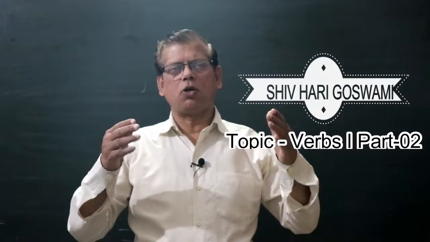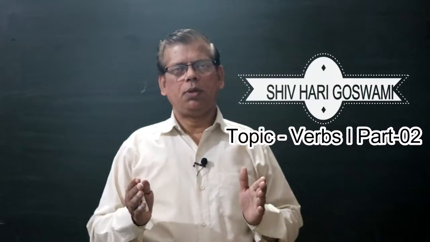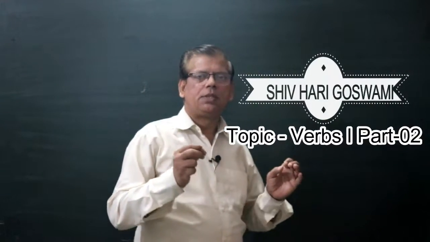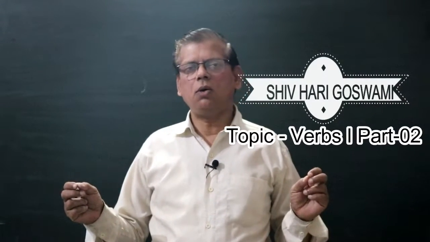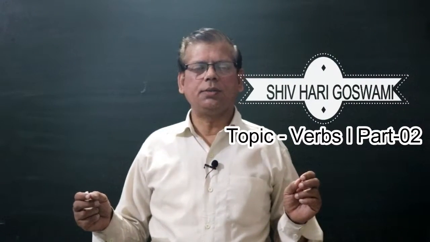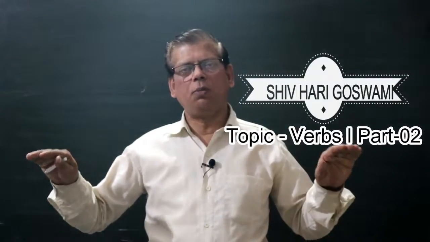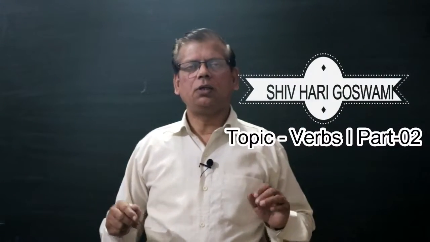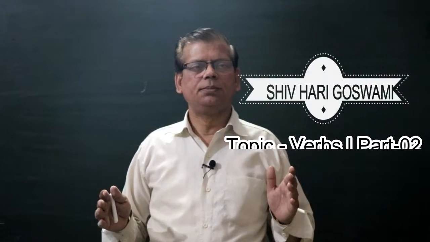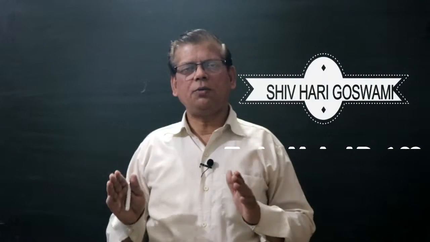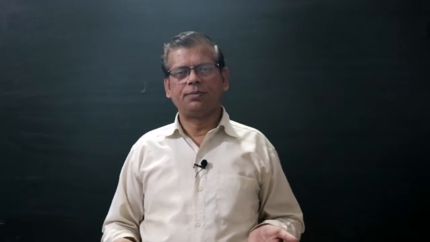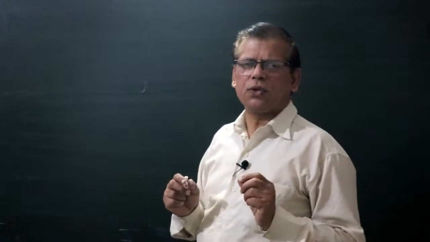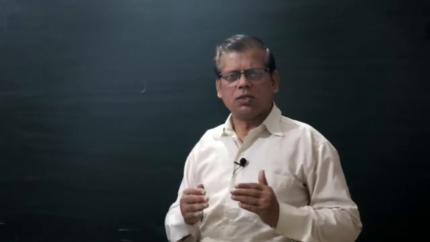We are discussing the parts of the verb. We already discussed transitive verb and intransitive verb. Now we are discussing the other parts of the verb. Other parts of the verb are finite verb, non-finite verb and auxiliaries. First of all, we are taking auxiliaries.